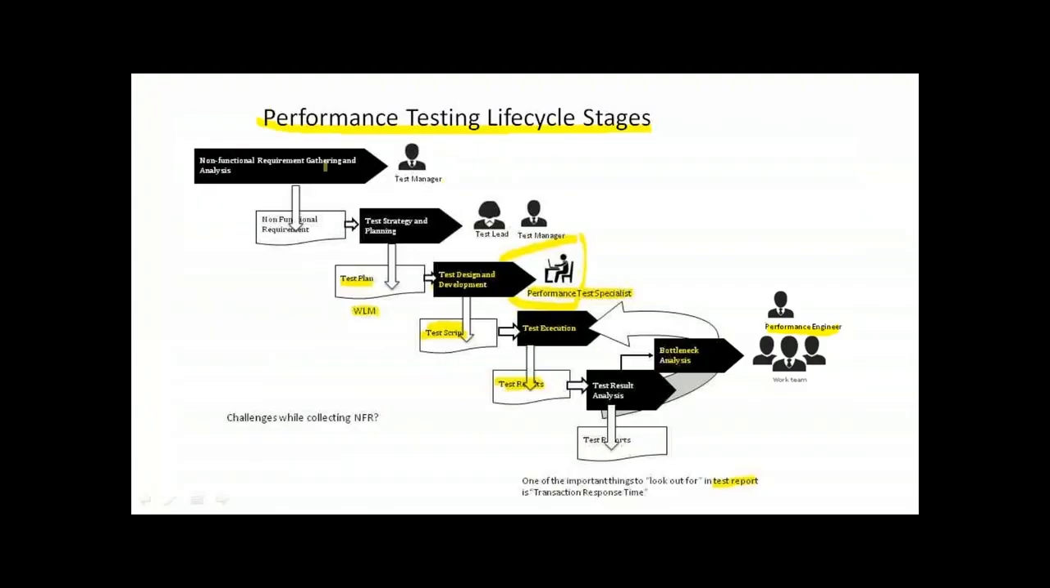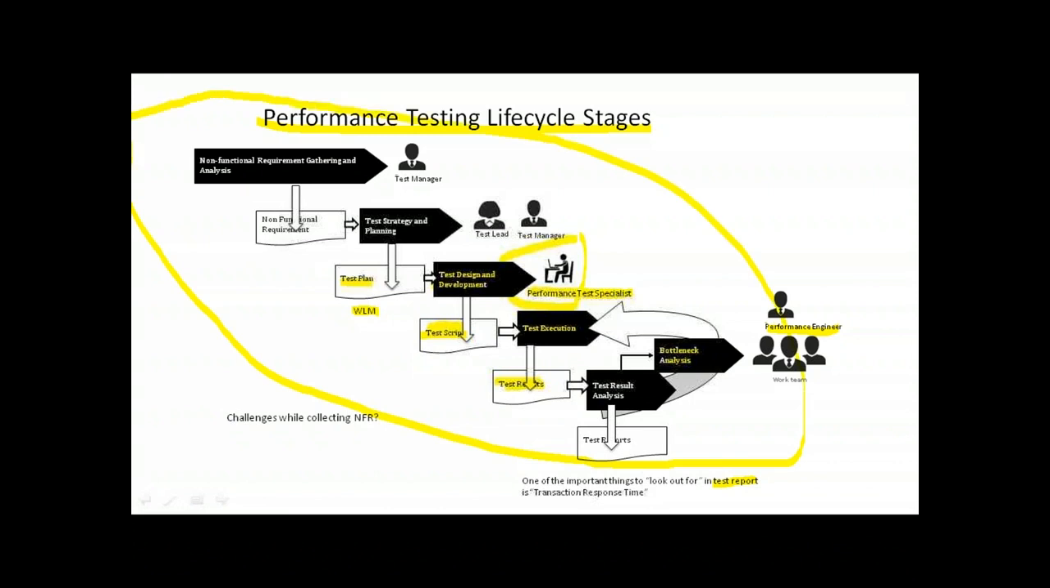In total, how many days has it taken? 15 plus 15 days, 1 month; plus 1 month, 2 months; plus 15 days, 2 months 15 days; plus 15 days, 3 months. Typically, this process goes for 3 months.